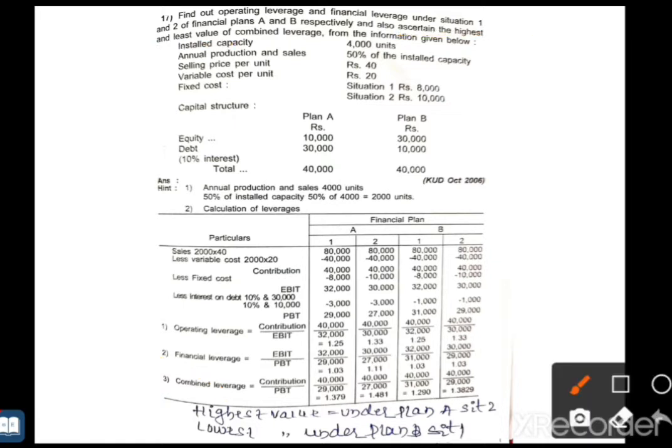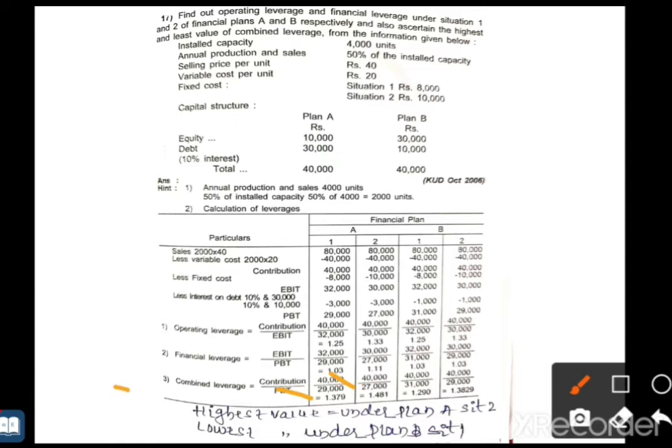The main important thing is, in plan A, we have 2 situations, 1 and 2. Plan A situation 1 is 1.379, plan A situation 2 is 1.481. In plan B situation 1 it is 1.29, and in plan B situation 2 it is 1.38. So there are 2 plans, totally 4 situations.